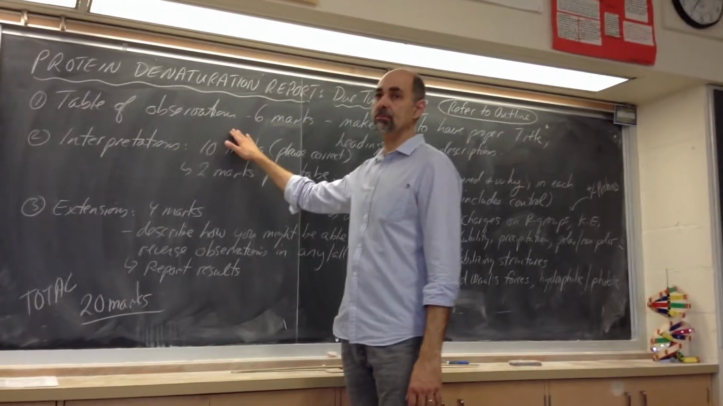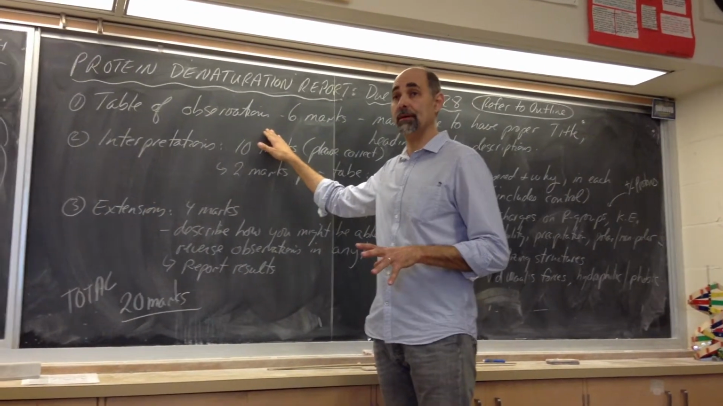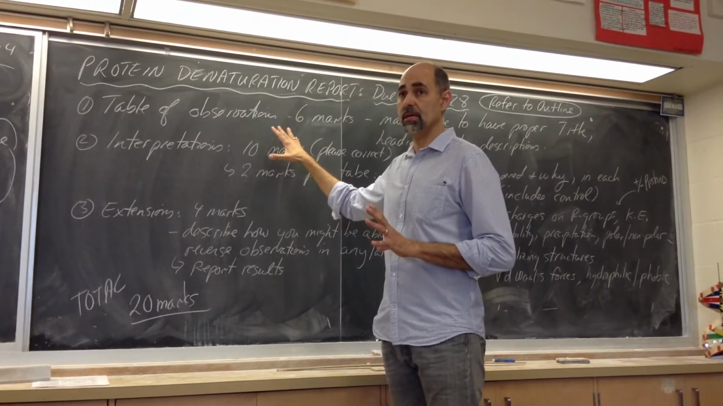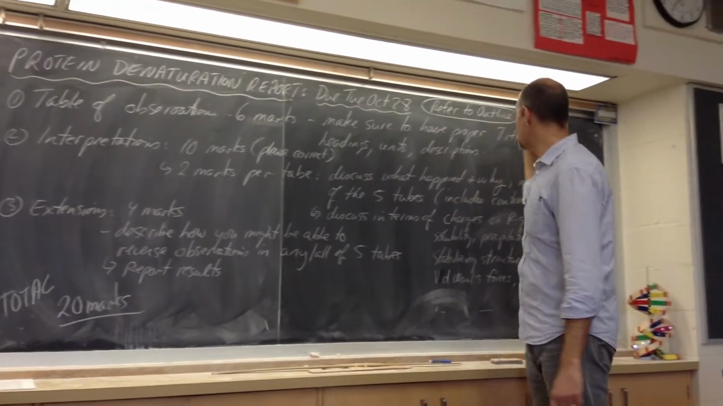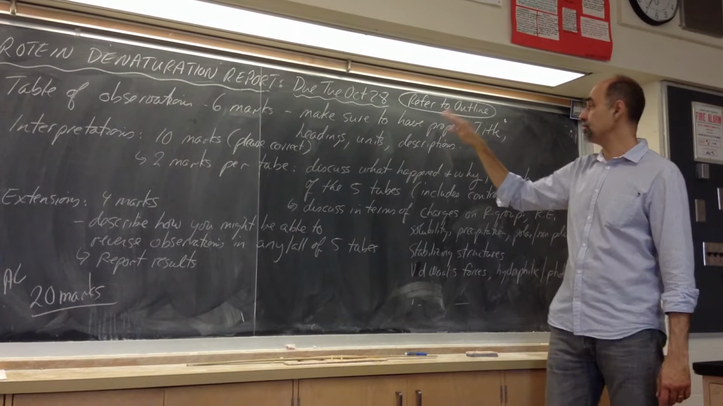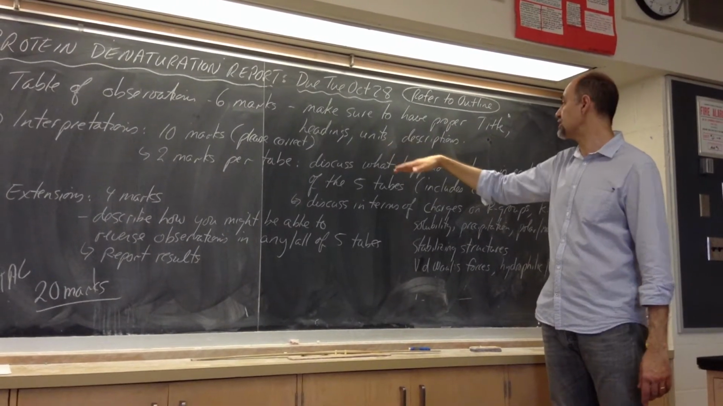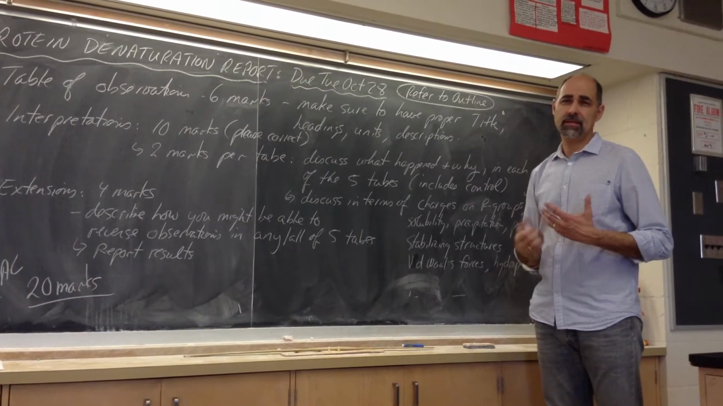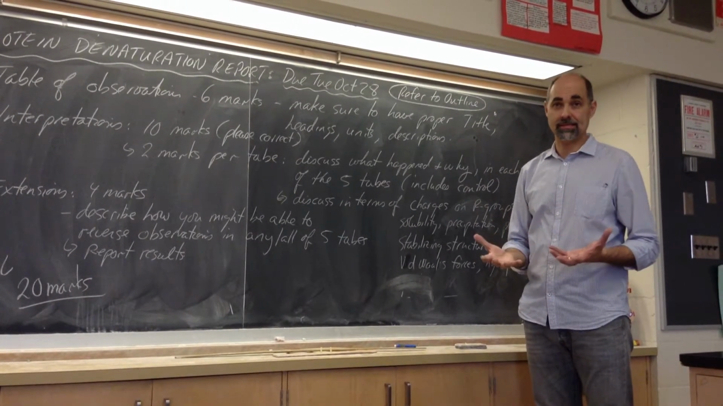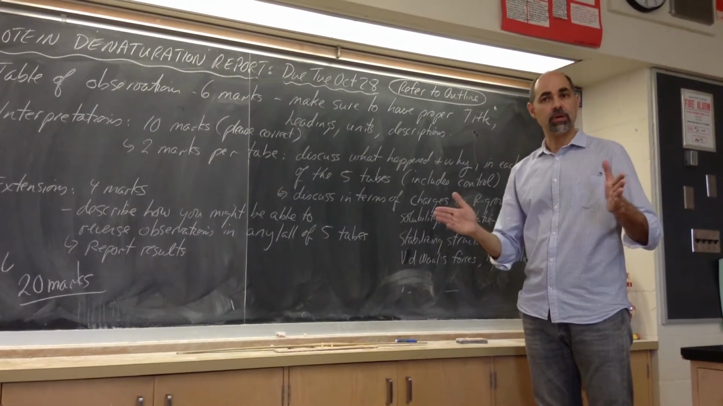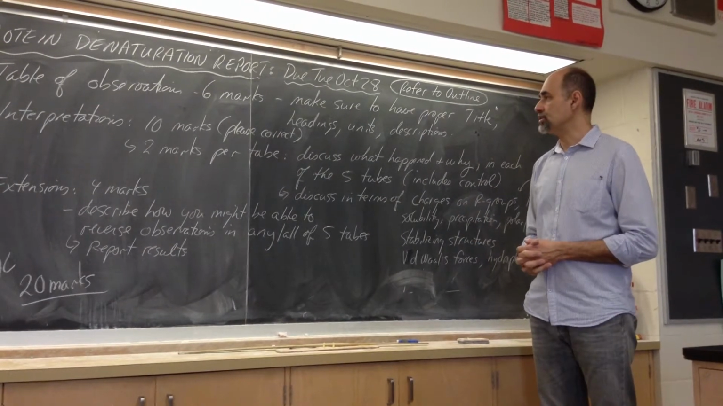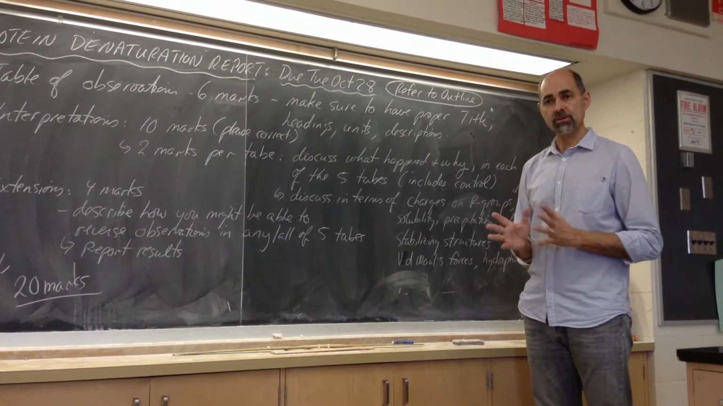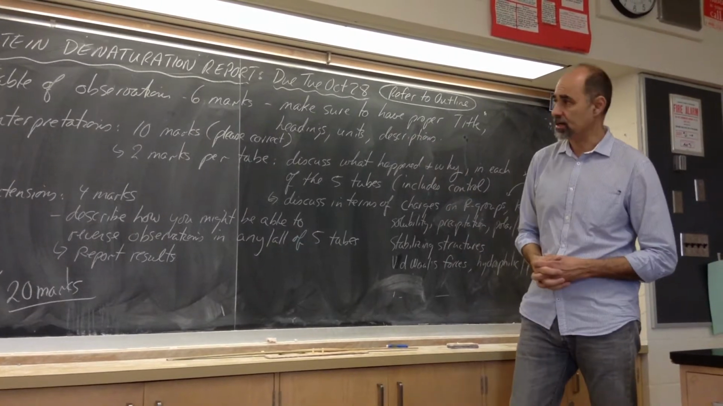Number 1, a good table of observations. This is not a formal lab this time, so you can start right with a table of observations. Make sure it has a proper title, proper headings, proper units if there are units involved, and descriptions. In this case, you're really describing the extent of the cloudiness or the opacity. You can give it a number rating or something like this, so it's very easy to do. Just make sure it's clear. That should be 6 easy marks.